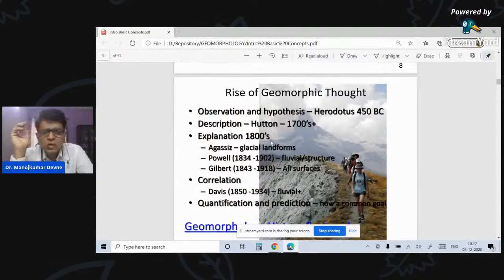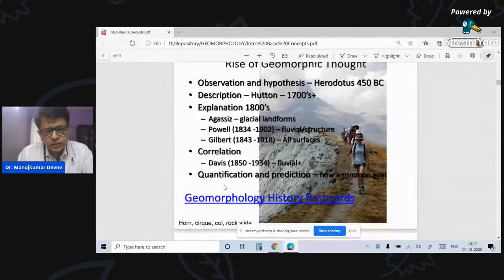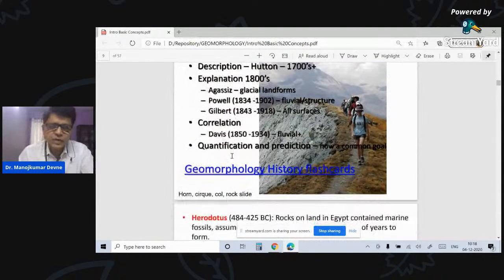And what is interesting is about Davis. He speaks about fluvial correlations, okay, how one thing is related to other. And then quantification and predictions. You see that modern geomorphology is into quantification and prediction of what is to happen to what and what happened to what in the past as such. Okay, so geomorphology is basically land history in flashcards. Okay, things keep on changing very fast. Okay, the faster you change on speed, the faster these things happen.